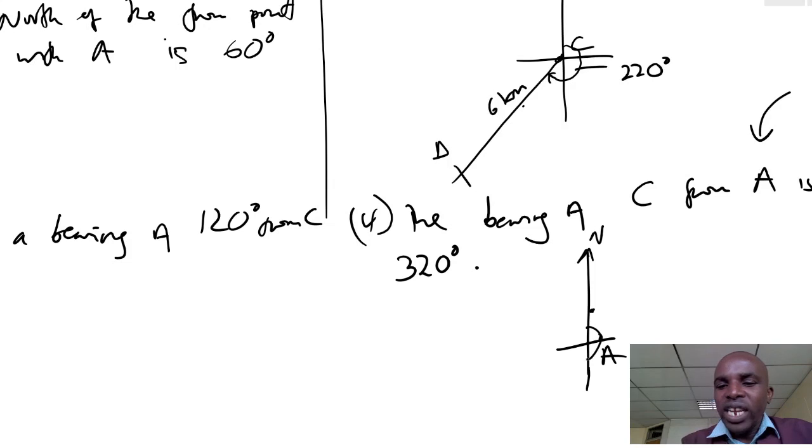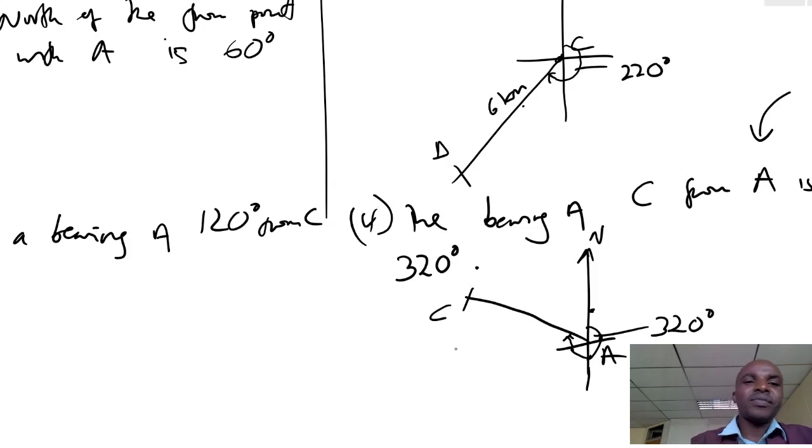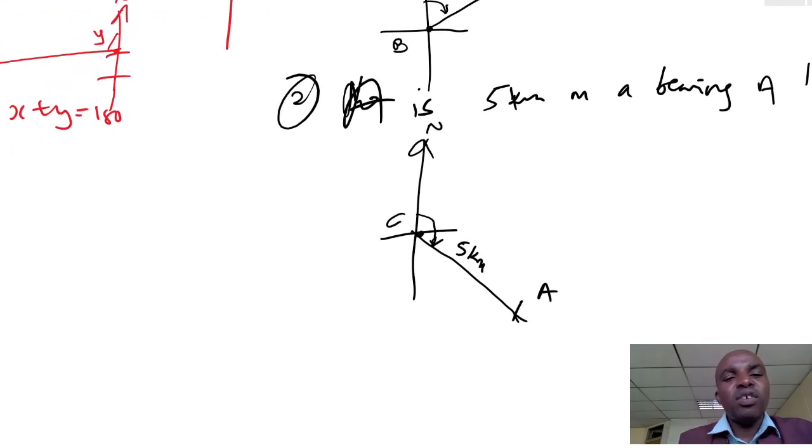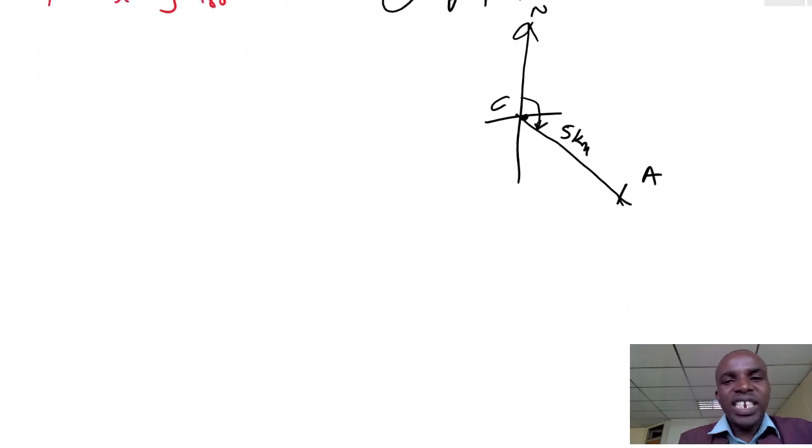90, 180, 270, which means my 320 is somewhere here. So this angle is 320 degrees. Then my C is somewhere on this line. Right, so that's how you work out angles based on bearings. It's always from the north of the from point in a clockwise direction.